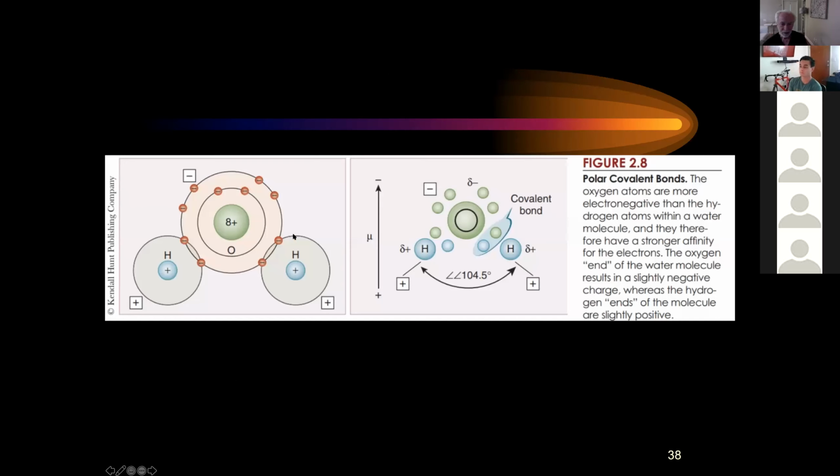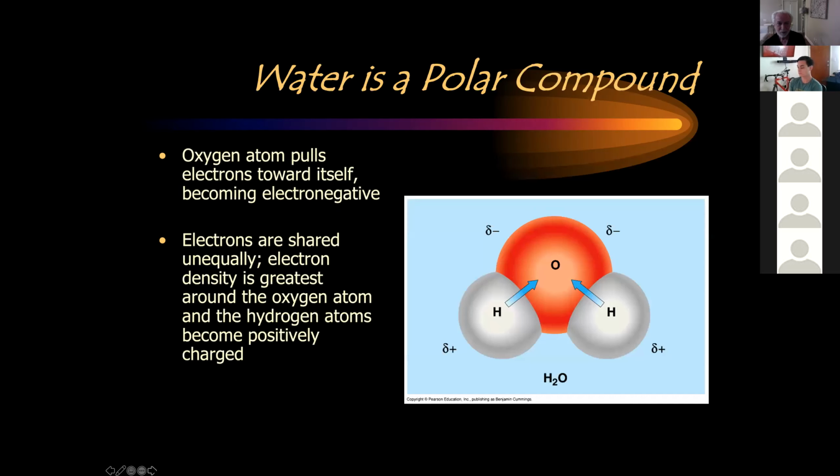This pretty much shows the same thing that I was just trying to say. The oxygen atom is more electronegative on one side, which leaves the hydrogen atoms more positive on the other side of a water molecule. So water is a polar compound. This is just another representation of the same thing. This big orange oxygen atom is electronegative, leaving the two hydrogen atoms electropositive.